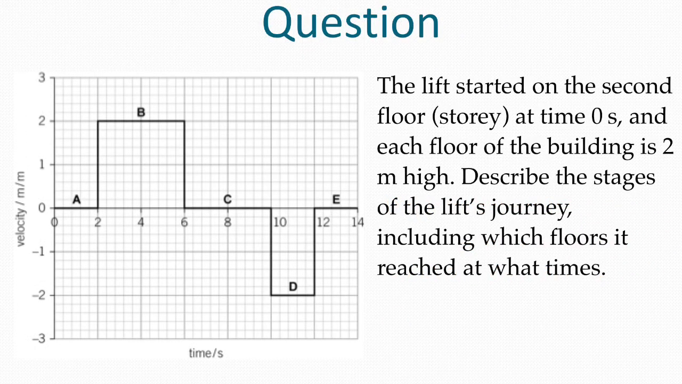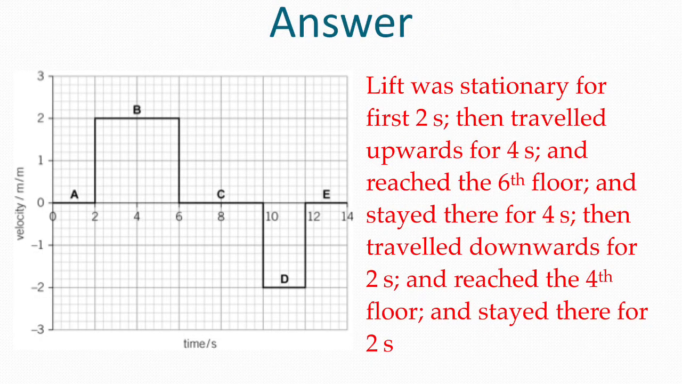The lift starts on the second floor at time 0, and each floor of the building is 2 meters high. Write a description for the lift's journey, including which floor it's at and at what time. Pause the video while you write out your description. Your answer should look something like this. The lift is stationary for the first 2 seconds, then travels upwards, remember direction is important, for 4 seconds and reaches the 6th floor. And then it stays there for 4 seconds, then travels downwards for 2 seconds, reaching the 4th floor, and then stays there for 2 seconds.